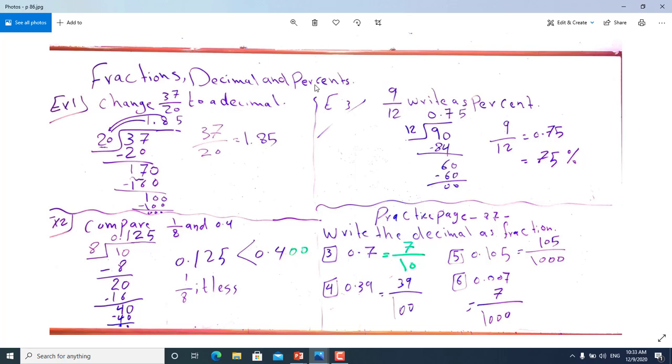It is on page 86, chapter 4, lesson 6. We'll learn how you can write a fraction as a decimal number. Now I'll explain example 1, example 2, and example 3. After that, you'll solve the practice.